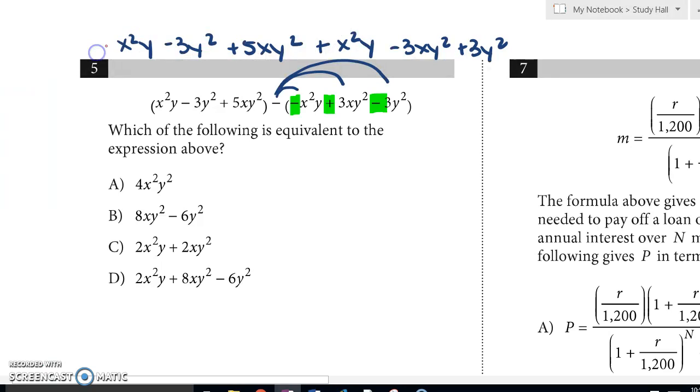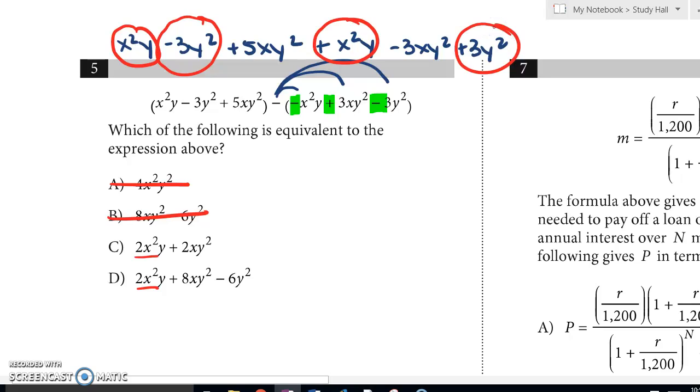Okay, and we're looking for like terms. So x squared y plus x squared y should make 2x squared y, which I see right here. Negative 3y squared and 3y squared should cancel, so I shouldn't have any y squareds, which I do here, which is making me think this isn't the answer. And then 5xy squared, negative 3xy squared, definitely choice C.